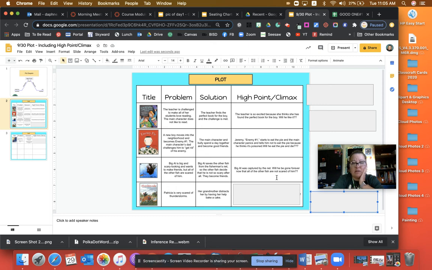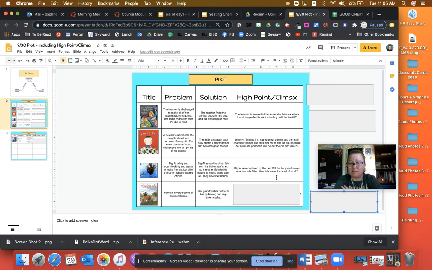So all the fish had decided, okay, well, he's a good guy. He saved us all. But then Big Al got captured. And will he be gone forever now that all of the other fish are not scared of him? Like, did this really end like this?